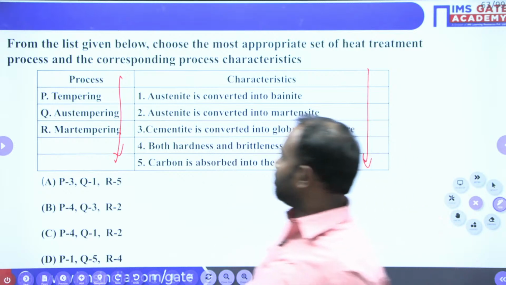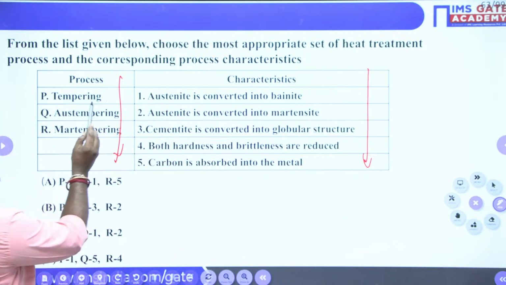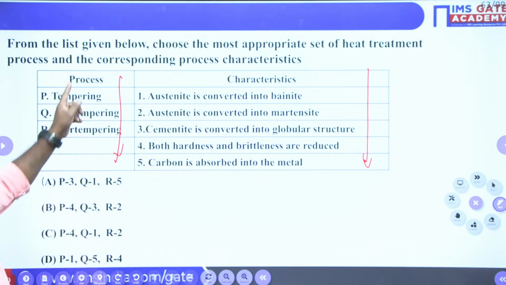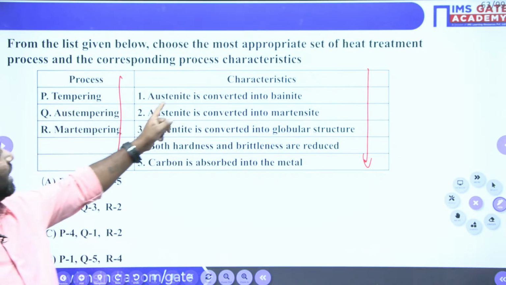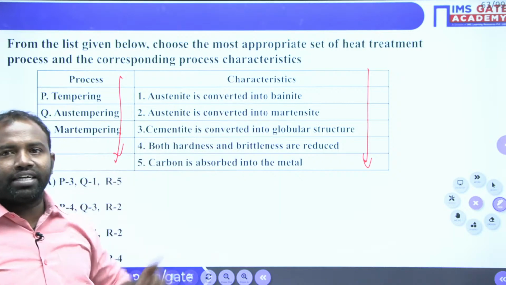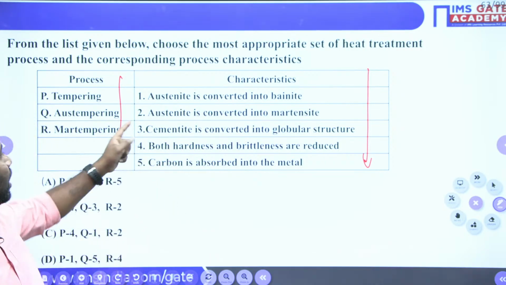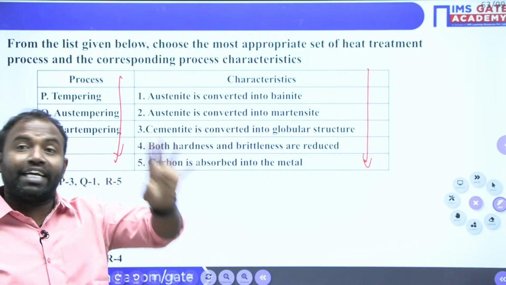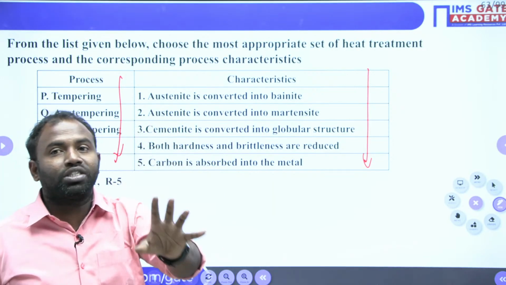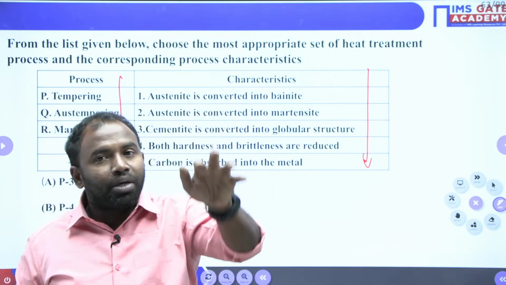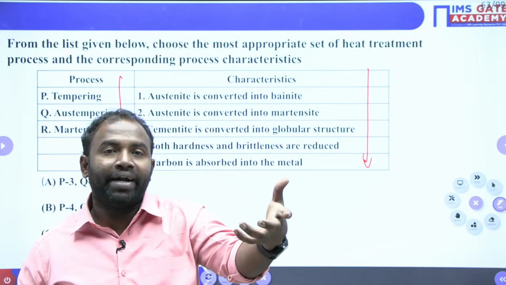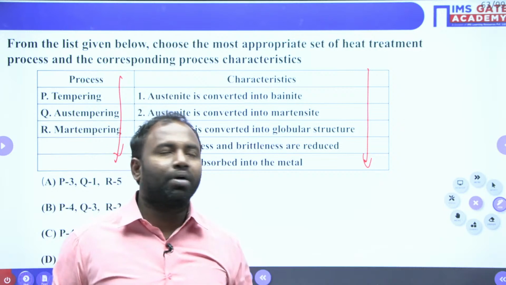What is tempering? What is the definition of tempering? Why is tempering done? What is the characteristic of tempering? We are supposed to see. Austenite is converted into bainite, is it related to tempering? No. Austenite is converted into martensite, it is also not related to tempering. Tempering is the process used to reduce the brittleness and hardness and impart ductility to the hardened component. That is what comes under tempering.